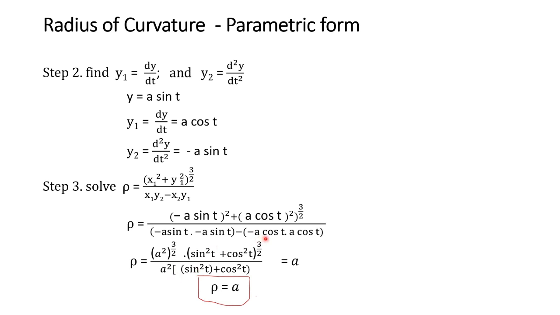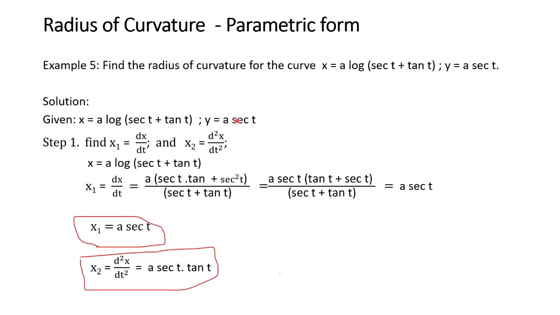Example 5, find the radius of curvature for this curve. Solution, given x is equal to a log of secant t plus tan t and y is equal to a secant t. Step 1, find x1 and x2. x is equal to a log of secant t plus tan t. x1, a is constant. Differentiation of log of secant t plus tan t is 1 by secant t plus tan t, times differentiating secant t is secant t tan t, plus differentiation of tan t is secant square t. Taking secant t out, tan t plus secant t, this and this get cancelled. We get x1 is equal to a secant t.